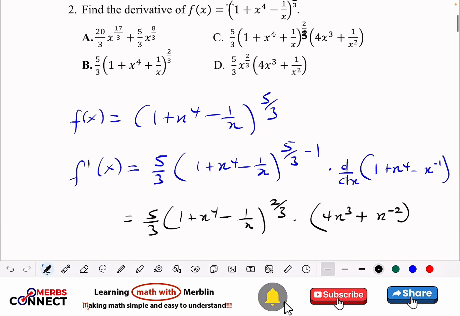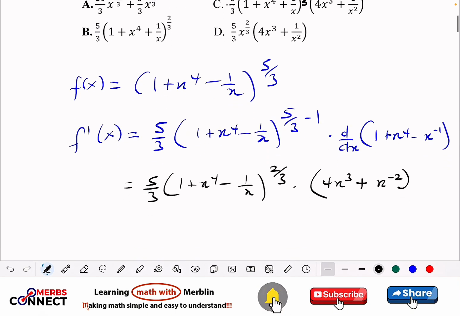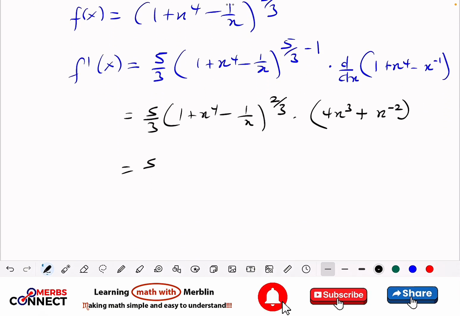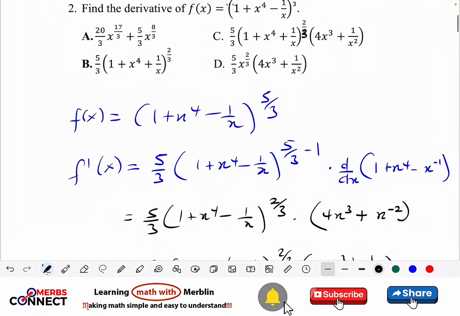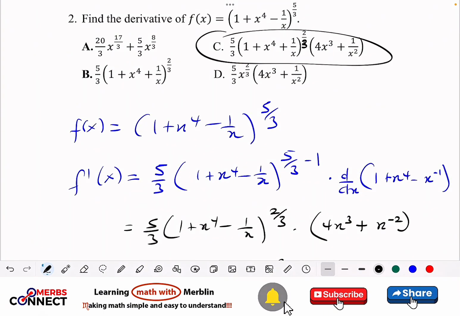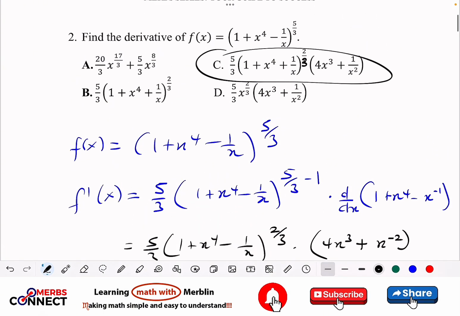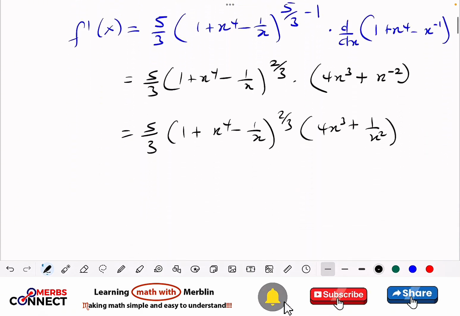So let's see if we have something like that there. Okay, so we can do the last simplification and we will see the final answer there. 1 plus x to the power 4 minus 1 over x, to the power 2 on 3, then this is 4x to the power 3 plus 1 over x squared. So I think the answer is supposed to be C. Yes, it's here. So good. So that's it for question 2.